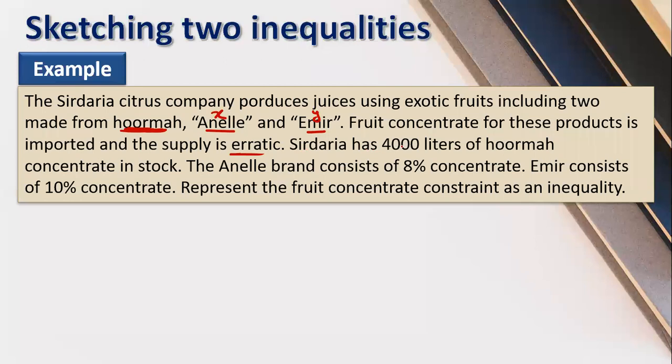Siddhartha has 4,000 liters of Kurma concentration in their stock. Limit that in the stock level, the stock level is 4,000. The X brand anil consists of 8% concentrate, and Amir Y consists of 10% concentration of Kurma. Represent the fruit concentrate constraint as an inequality.